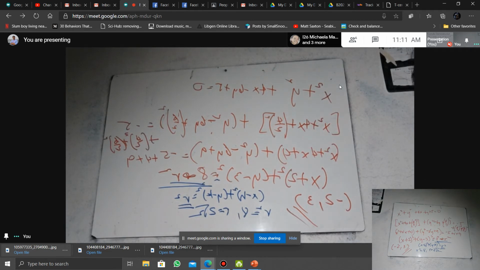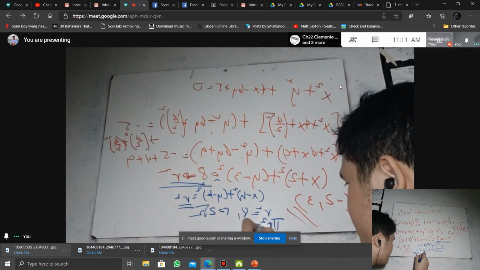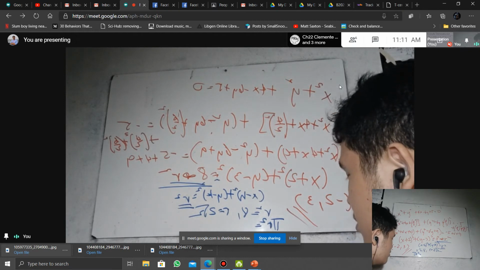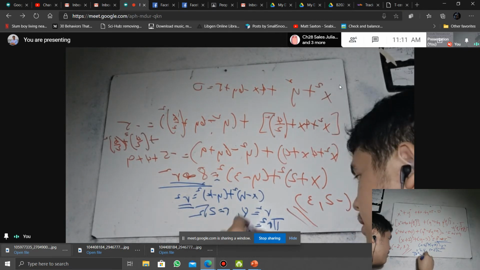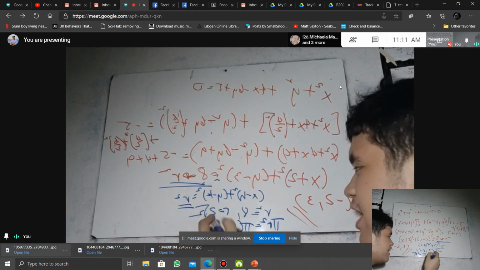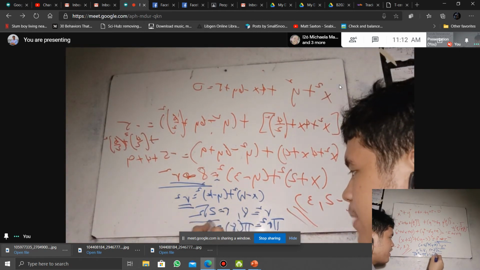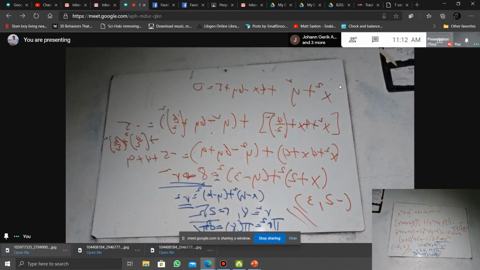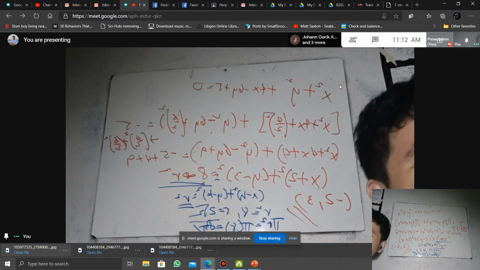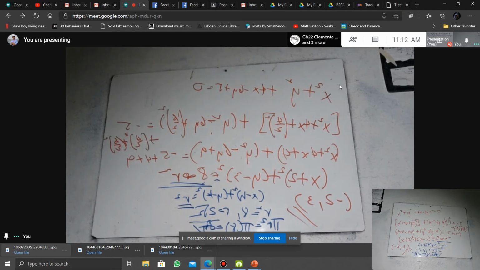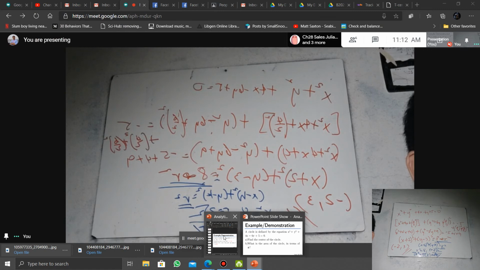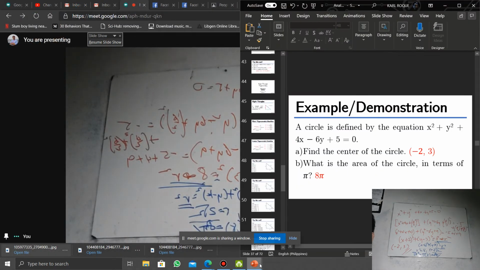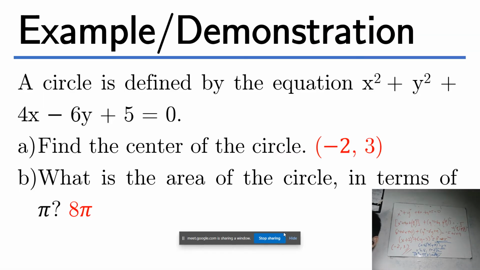Then, we take the area of the circle. Pi r squared equals pi times 8. Kasi, ang square nito 8, di ba? 8 pi. Yan, gets na? Yes, po. Okay. Ngayon, before we move on to the last topic for today, try nyo to. Sige, go.